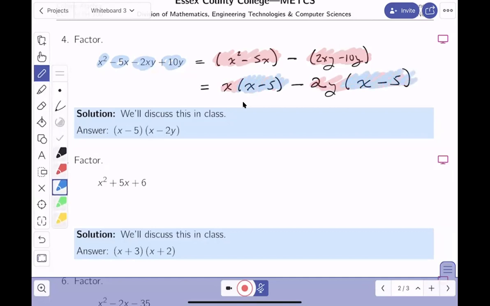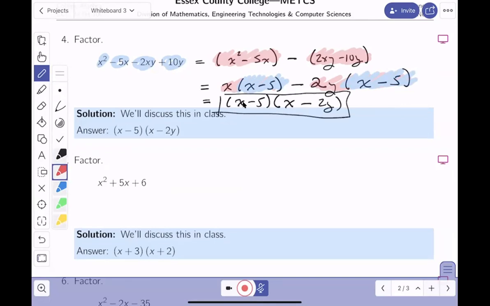So what I'm going to do is I'm going to pull it out. If you pulled it out, what would you get? X minus 5 times, well, the first term, to make it complete, I need an x. And the second term, I need minus 2y. And this might seem like it's magic to you, but I want to emphasize these are written to work.